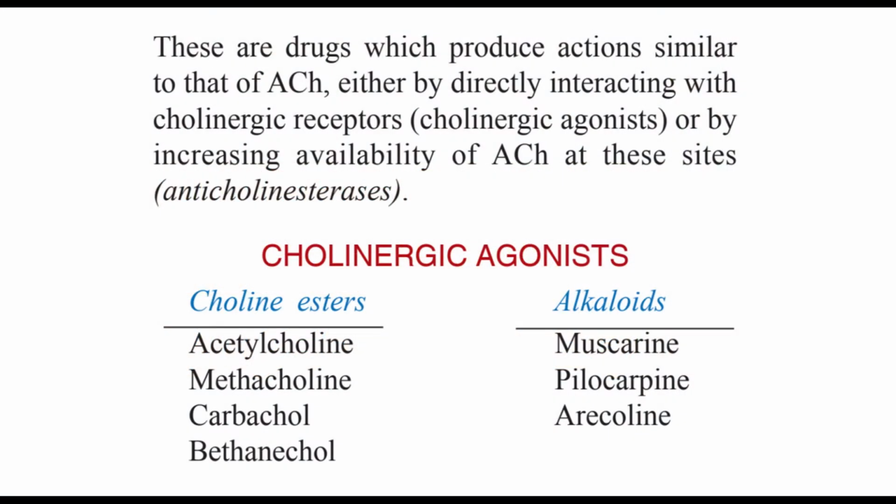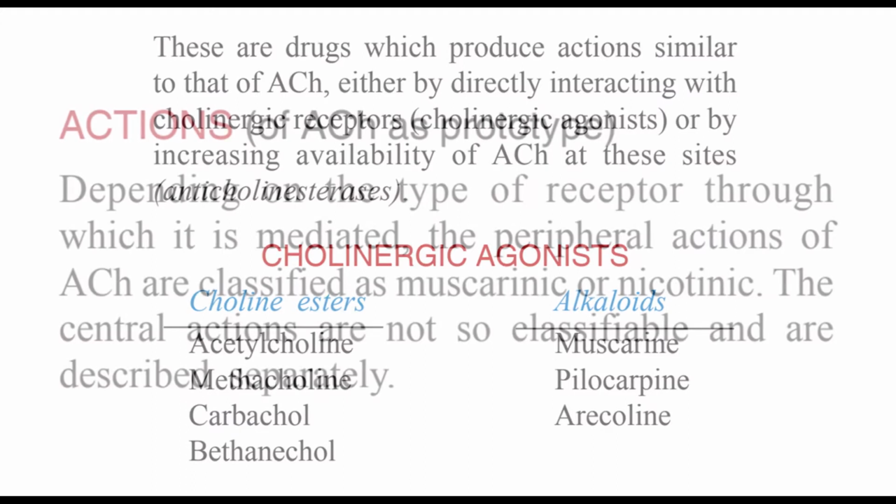These are drugs that produce actions similar to that of acetylcholine, either by directly interacting with cholinergic receptors or by increasing the availability of acetylcholine at these sites. So these are cholinergic agonist drugs, which are divided into choline esters and alkaloids. We will discuss these drugs one by one.